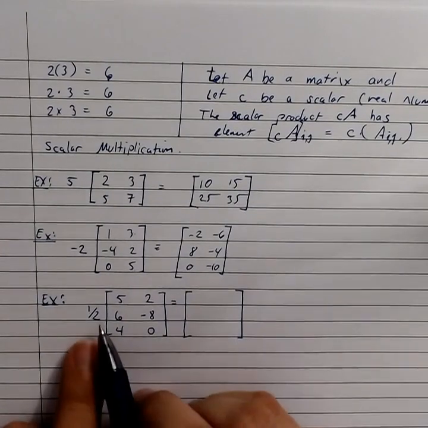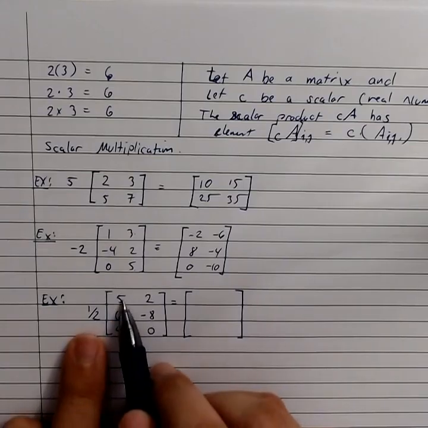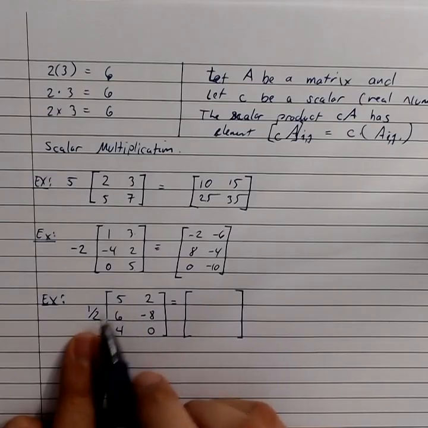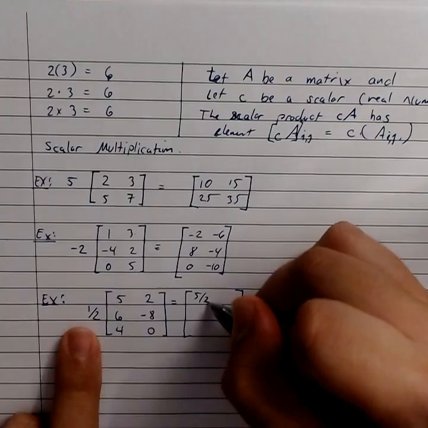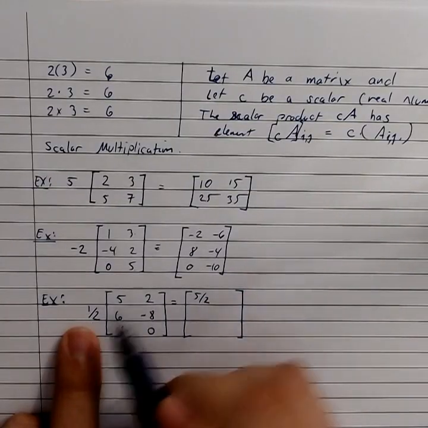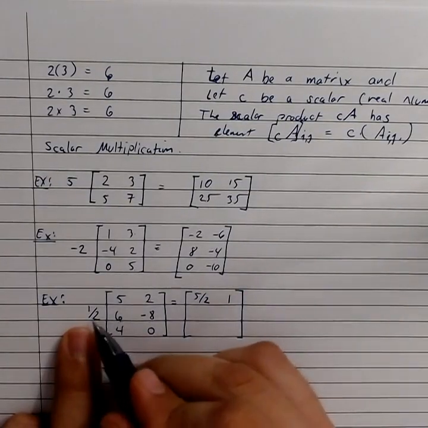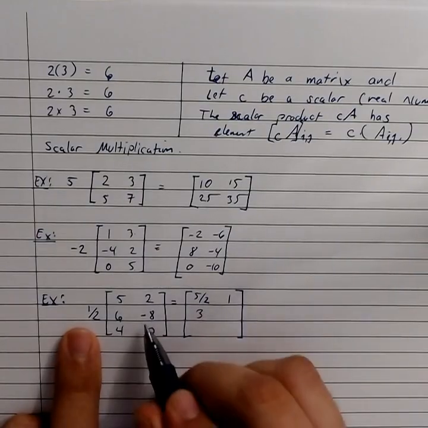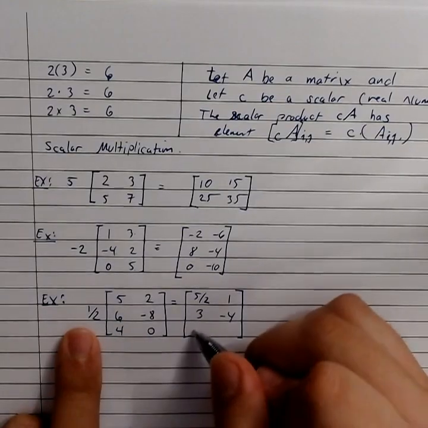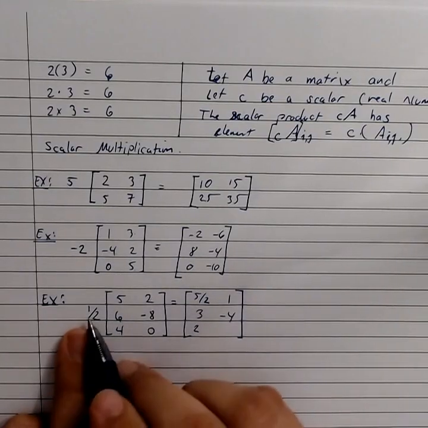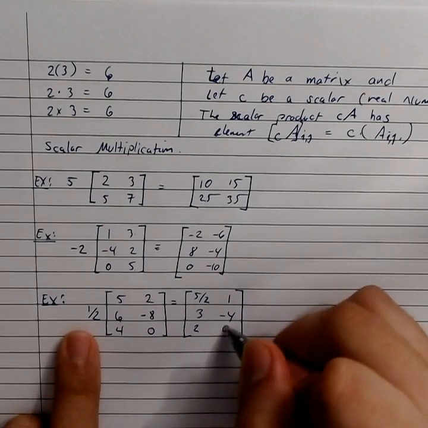So here, you're going to go ahead and simply take the elements of your original matrix and multiply them one at a time by 1/2. So here, 5 times 1/2, well, that's 5 halves. 2 times 1/2, that's 1. 6 times 1/2, that's 3. -8 times 1/2, that's -4. 4 times 1/2, that's 2. And 0 times 1/2, well, anything times 0 is going to stay 0.